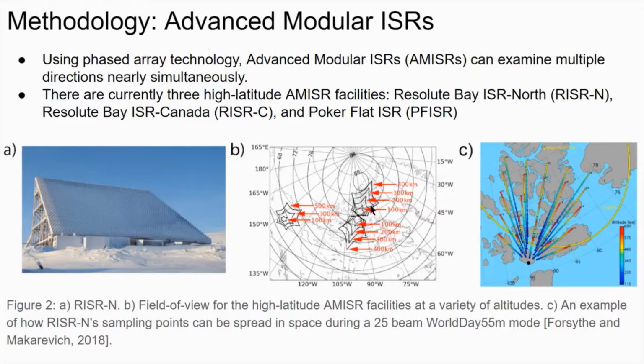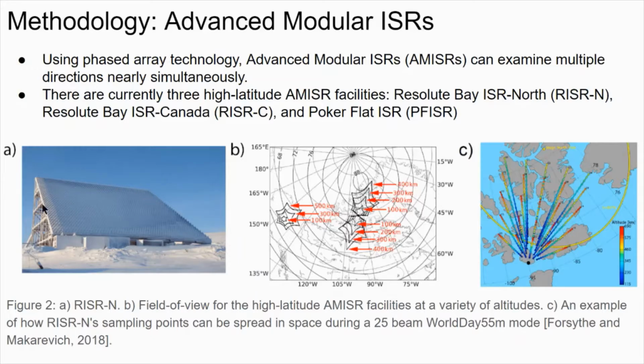This is the field of view of Riser North at a variety of different altitudes. This is Riser C, which is the Resolute Bay Incoherent Scatter Radar Canada. And then over here is Pfizer, which is the Poker Flat Incoherent Scatter Radar. And if you look at the look directions that a given ISR can give you, you'll see something like this. This is just one experiment that's run.